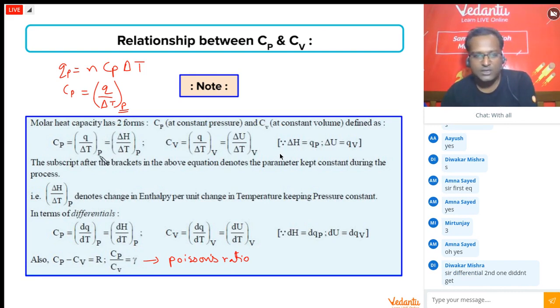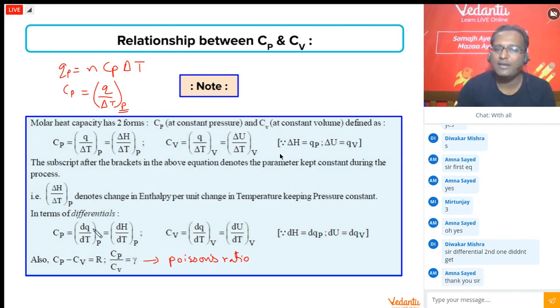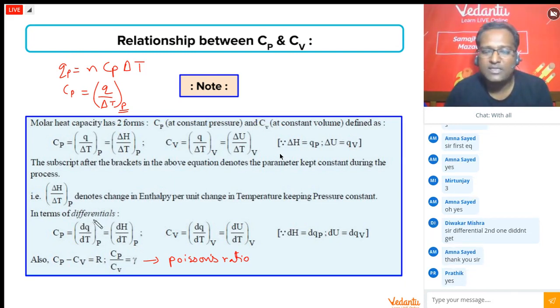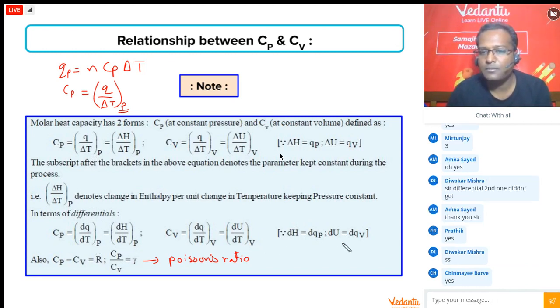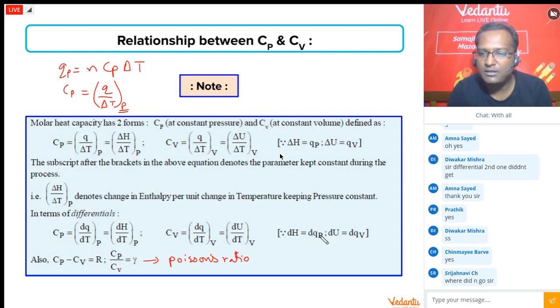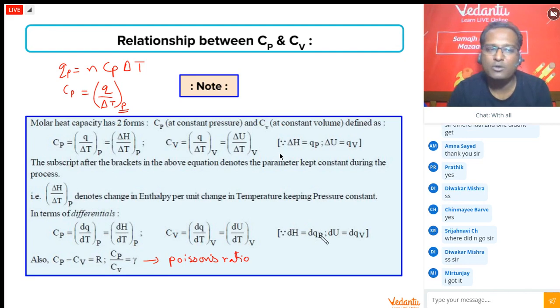Sir, differential, the second one. So instead of Q, if there is a small change, I write it as dq. Remember? Instead of large change delta T, I can write it as dT. Clear now, Divakar? Mrityunjay, you asked three. Number of moles is considered as one. n is immaterial. It's fine, understand the sentiment.